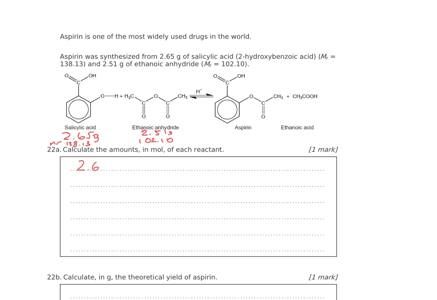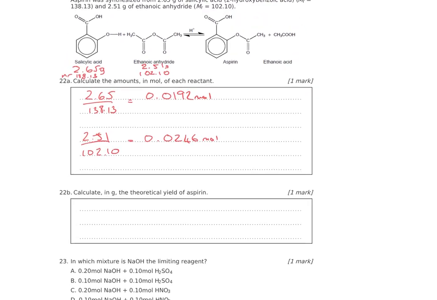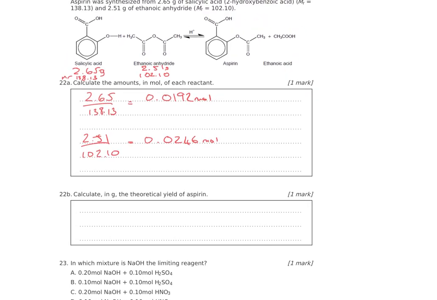So I'm just going to do mass over RAM. So we've got 0.0192 moles. Again, three significant figures. 0.0246 moles. And you actually have to do both of those for that one mark, but they basically give it to you anyway. Calculate the theoretical yield.